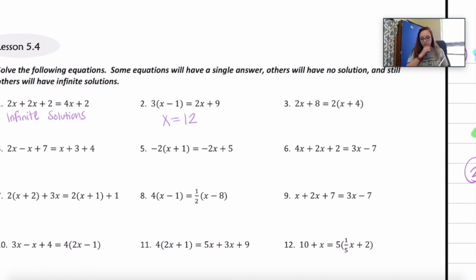Okay, let's try number 3. 2x plus 8 equals 2 times the sum of x and 4.